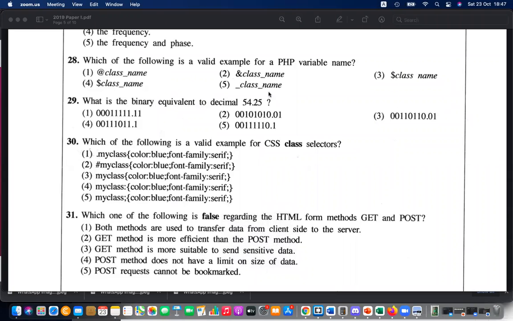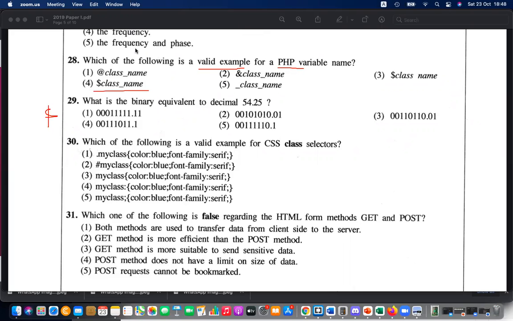Which of the following is a valid example for PHP variable naming? PHP variable naming begins with a $ sign. That's the specialty. So there's only one valid variable example, that is $_name. Not the other ones, because other symbols are not valid. Only $ is considered valid.